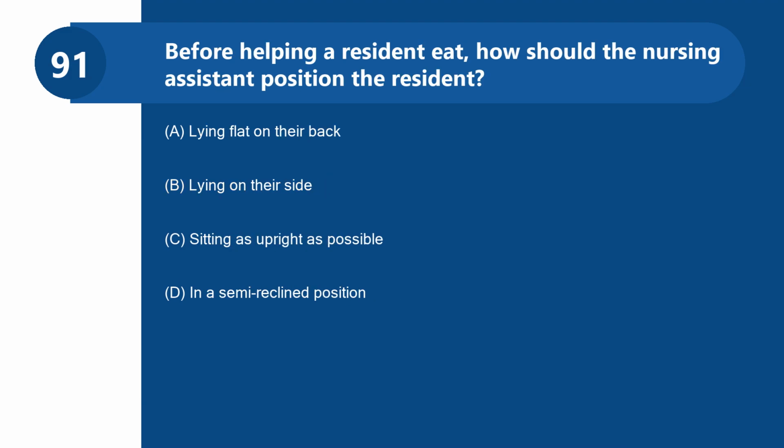Question 91. Before helping a resident eat, how should the nursing assistant position the resident? Option A, lying flat on their back. Option B, lying on their side. Option C, sitting as upright as possible. Option D, in a semi-reclined position. The correct answer is Option C, sitting as upright as possible.